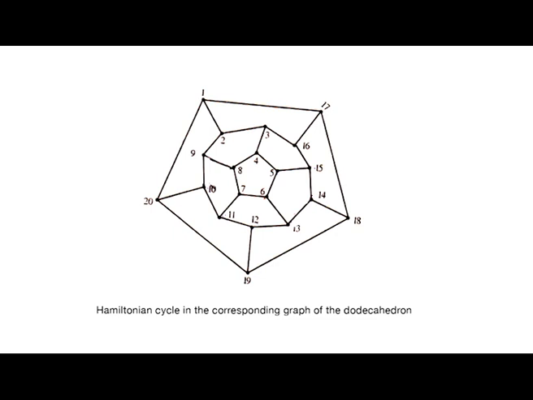The object of the game was to construct, using the edges of the dodecahedron, a tour of all the cities which visited each city exactly once, beginning and ending at the same city. In other words, one had essentially to form a Hamiltonian cycle in the graph corresponding to the dodecahedron. This figure shows a Hamiltonian cycle in the corresponding graph of the dodecahedron.